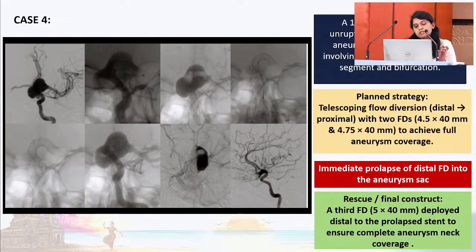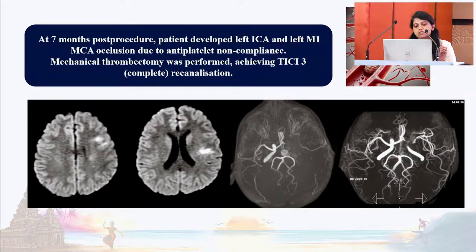This shows both elective and rescue telescoping done in a single case, in which two FDs were placed for an unruptured fusiform aneurysm in the left ICA communicating and bifurcation segment. Slippage of the distal FD into the aneurysm was overcome by placing another FD distal to it. This patient at 7-month follow-up presented with a left MCA stroke, for which mechanical thrombectomy was done. This was mainly due to antiplatelet non-compliance.